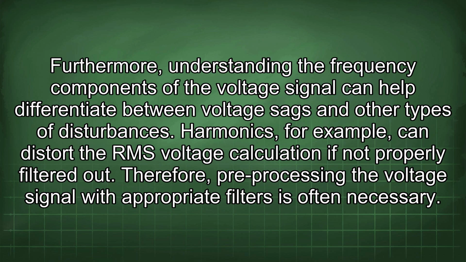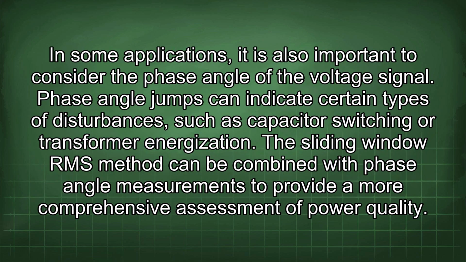Harmonics, for example, can distort the RMS voltage calculation if not properly filtered out. Therefore, pre-processing the voltage signal with appropriate filters is often necessary. In some applications, it is also important to consider the phase angle of the voltage signal. Phase angle jumps can indicate certain types of disturbances, such as capacitor switching or transformer energization.